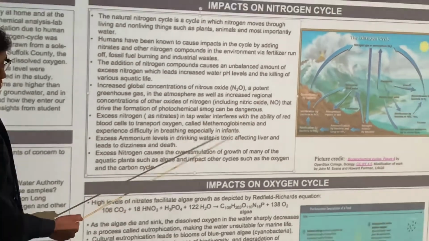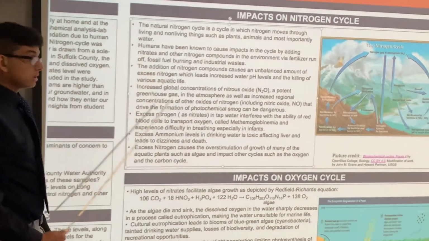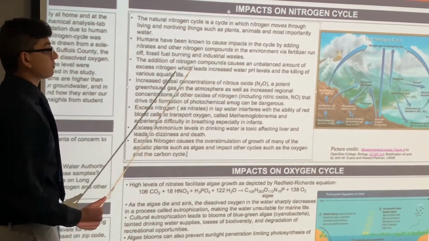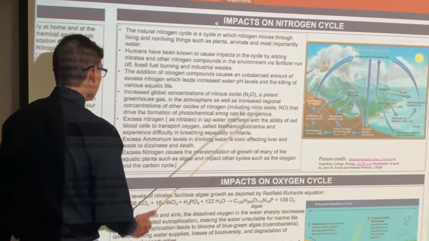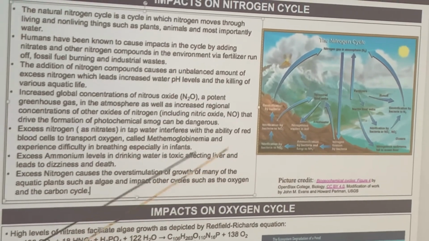These are both really dangerous and can have devastating effects in the nitrogen cycle. Now, excess nitrogen in our tap water interferes with the ability of red blood cells to transport oxygen, called hemoglobinemia. This is when an infant or a young child experiences difficulty in breathing, which can obviously have devastating effects.